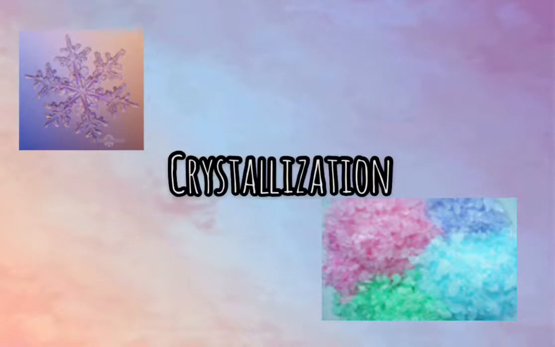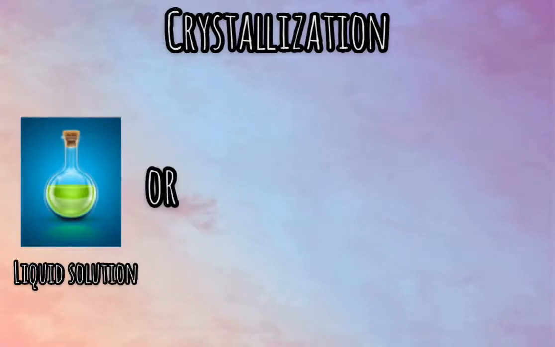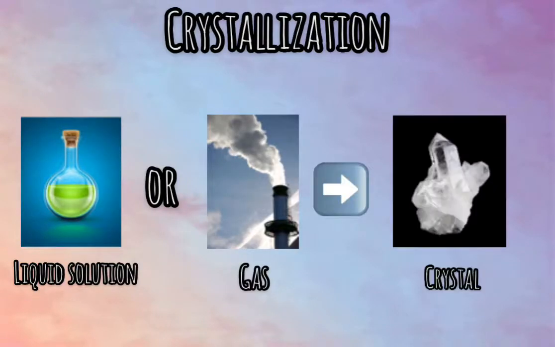Have you ever wondered why snowflakes look the way they do, or how rock candy forms? Well, they go through this process called crystallization. Crystallization is the solidification of atoms or molecules into a highly structured form called a crystal. In simpler terms, crystallization turns a liquid solution, or sometimes gas, into a solid crystal form.